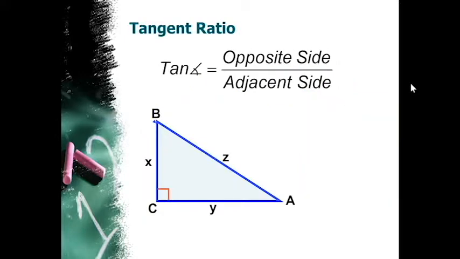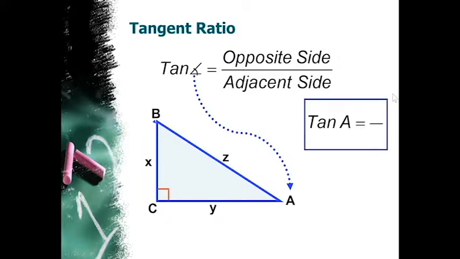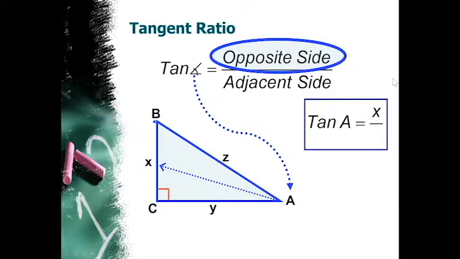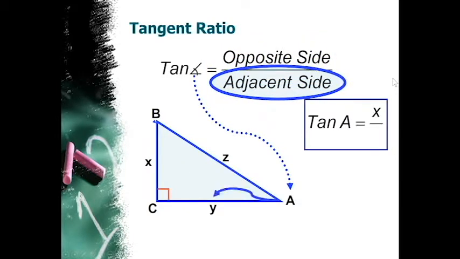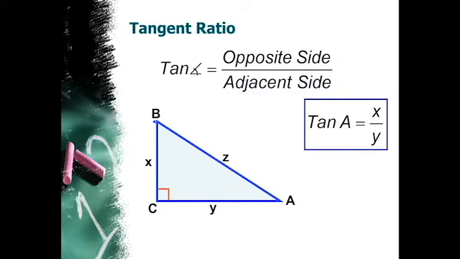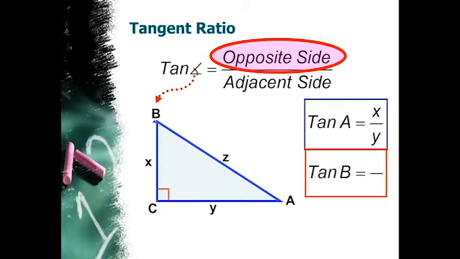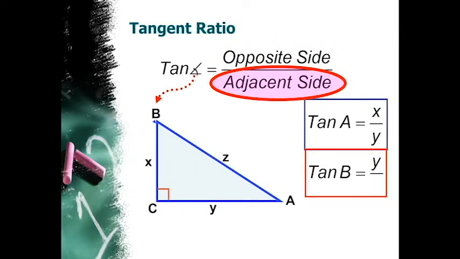Our tangent ratio has been assigned the opposite side over the adjacent side. So if we look at the tangent of A, our opposite side from A would be x. That goes on the top of our ratio. The adjacent side from A is the y, so that would be the bottom part of our ratio. To change our perspective to angle B, the tangent of B, opposite side would be now y. Y goes on the top for tangent B. And the adjacent side from angle B would be the x, which puts it on the bottom.